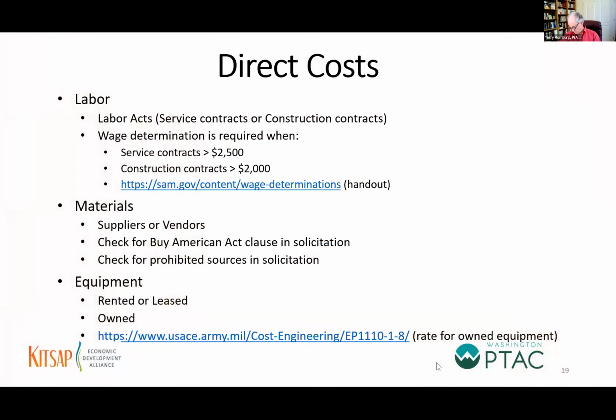Okay, so we're going back to our PowerPoint presentation and we're continuing on direct costs. We finished with labor and now we're moving on to materials. Your material costs could come from your suppliers and vendors where you have to buy materials. You want to check your solicitation for the Buy American Act, the requirements to buy materials from US manufacturers as opposed to buying them from China or Taiwan or Korea, wherever. And also check your solicitation for that third bullet, prohibited sources.